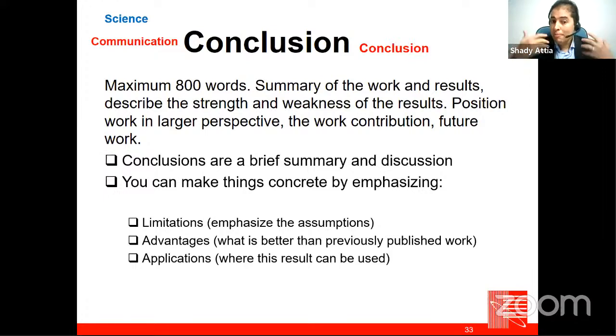Here we are talking about a maximum of 800 words, a short conclusion, a summary of the work and results that describes the strengths and weaknesses of the result, positions the work in the larger perspective, mentions the contribution, and mentions future work, but in a much shorter text. The conclusion should be a brief summary briefing the discussion, and you can make things more concrete by emphasizing limitations, advantages, and applications. And every time you can check the corresponding content here. For example, the limitation, emphasizing the assumptions; advantages, what is better than previously published work; and application, where can this result be used.